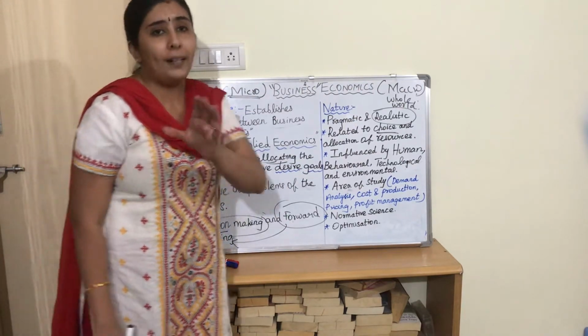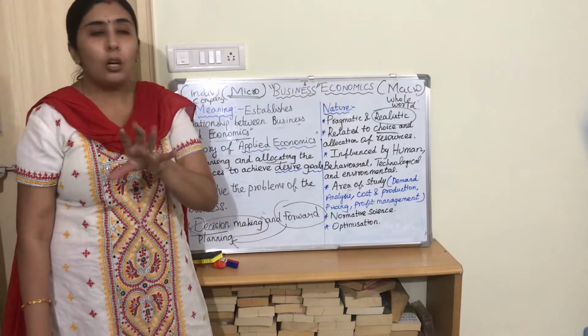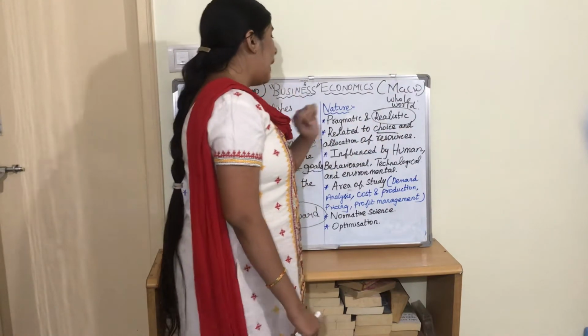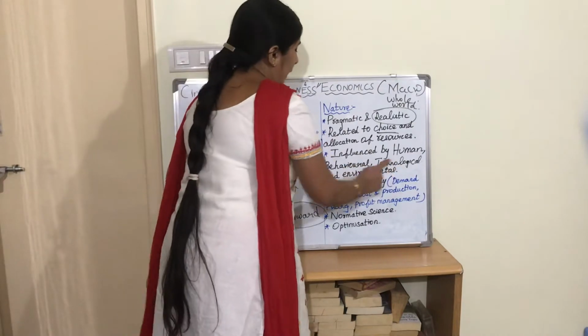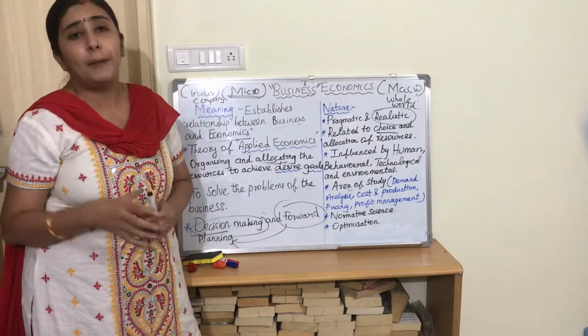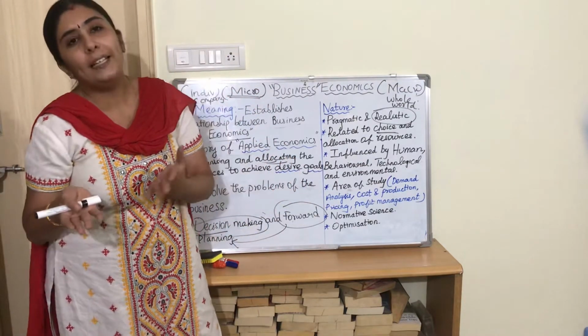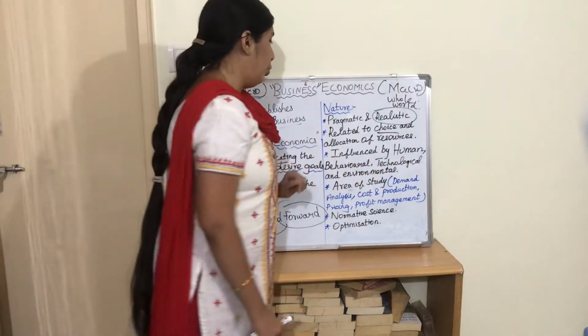You are not one dimensional. You are looking into the multiple dimensions of the concept. So there comes the, it is related to choice and allocation. Next, it is influenced by human, behavioral, technological and environmental aspects. See, with human, everybody has different conflicting ideas and goals. We are all not the one and the same. So that is about human.